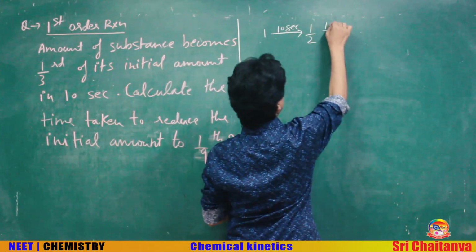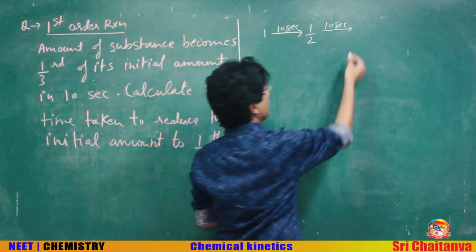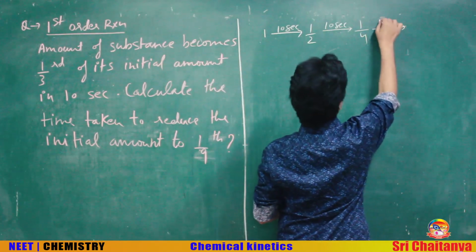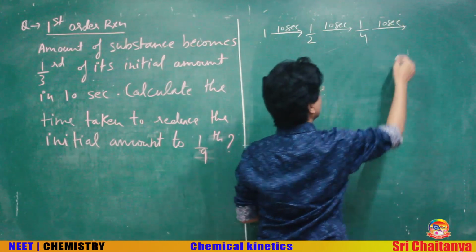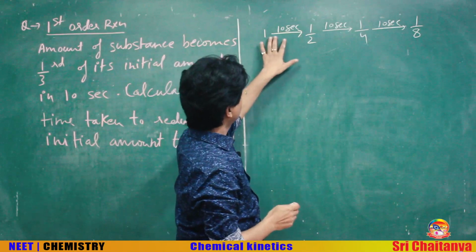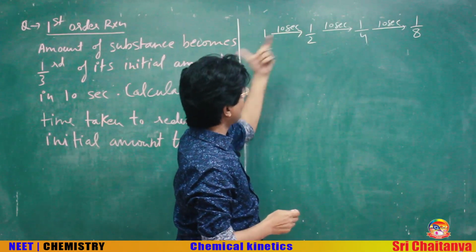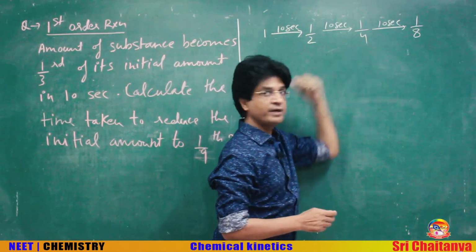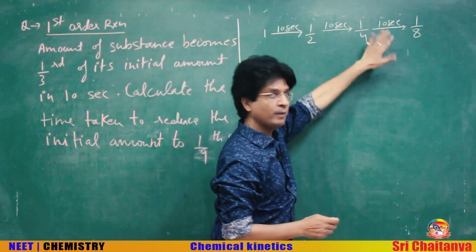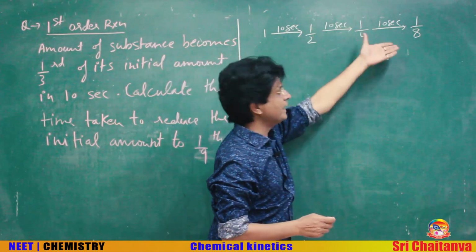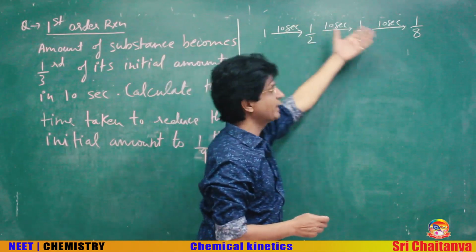After 1 more half-life of, say, 10 seconds, it will become 1 by 4. After 1 more half-life, that is 10 seconds, it will become 1 by 8. What I am trying to say is that the time taken to complete 1/2 of this reaction every time requires the same amount of time. That means 50% of the reaction will take place in the same time wherever you begin.